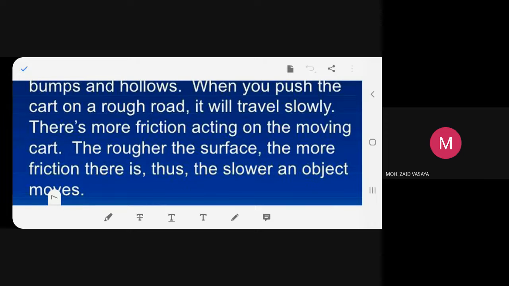Then what happens next? Ma'am, the surface is more rough, there is more friction. So the surface is rough, so it will travel slowly. It's due to more friction. So there's more friction acting on the moving cart.